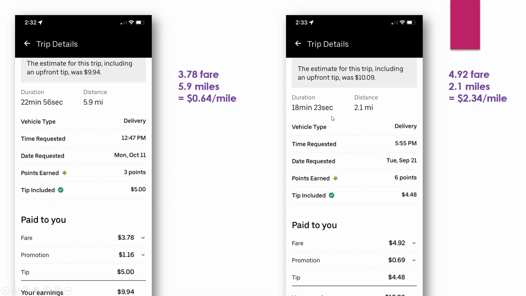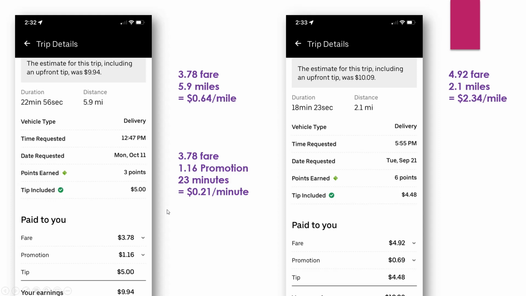Now this one was $10.09. So this had a $4.92 fare, 2.1 miles. So I'm not sure how they come up with these fares. This was further, but the fare was less. Okay, 2.1 miles. This one equals $2.34 per mile. So that was better. Now, if you add in the fare and the promotion and the amount of minutes that this actually took, I just rounded it up to 23 minutes. It was 21 cents a minute is what I got paid. Okay, that did not include the tip.